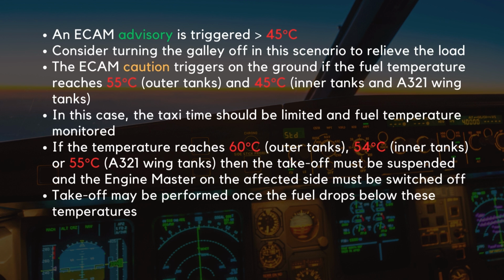The high-temperature ECAM caution triggers on the ground if the fuel temperature reaches 55 degrees C for the outer tanks and 45 degrees C for the inner tanks and A321 wing tanks. In this case, the taxi time should be limited and fuel temperature monitored. If the temperature reaches 60 degrees C for the outer tanks, 54 degrees C for the inner tanks, or 55 degrees C for the A321 wing tanks, then the takeoff must be suspended and the engine master on the affected side must be switched off. Takeoff may be performed once the fuel drops below these temperatures.